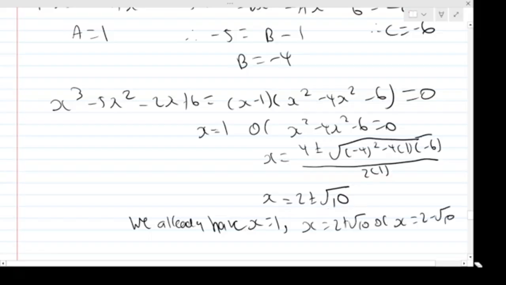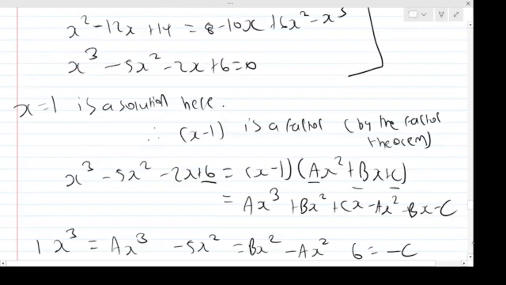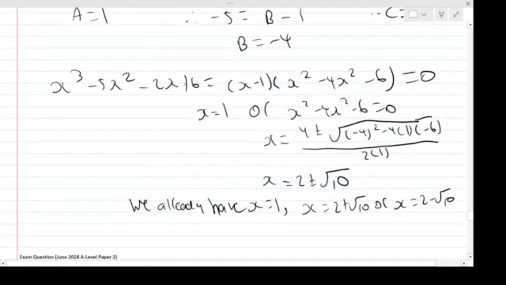Now, which one of those do we take? Well, it's this number k, right? They told us a particular root is k, and they told us k is less than 0. Therefore, the particular root we want is when it's less than 0. Therefore, we want to take the negative. 2 minus root 10 is a negative, right? So k would be equal to 2 minus root 10.